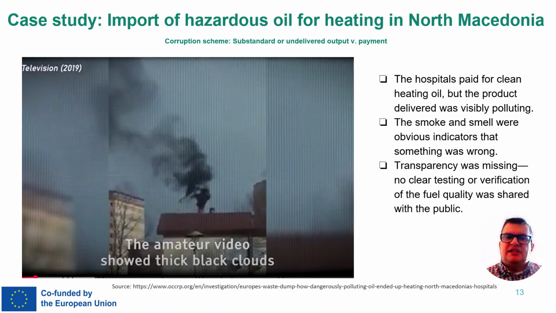So how could citizens recognize such a scheme? One of the clearest signs is when the quality of the service doesn't match the payment. The hospitals paid for clean heating oil, but the product delivered was visibly polluting. The smoke and smell were obvious indicators that something was wrong. Transparency was missing. No clear testing or verification of the fuel quality was shared with the public. When citizens see a mismatch between what's promised and what's delivered, whether it's bad roads after expensive repairs, missing school supplies after big budgets, or toxic smoke from clean fuel, that's a red flag for corruption.